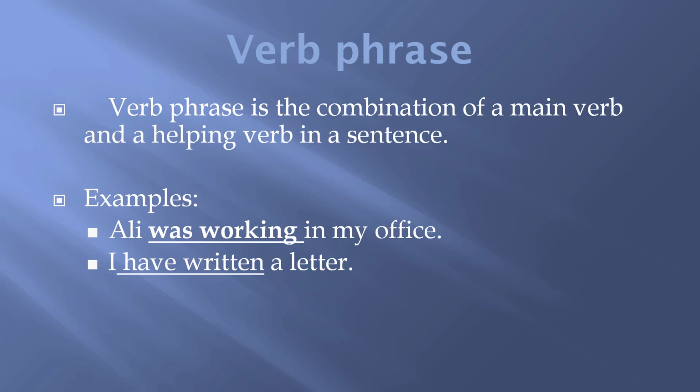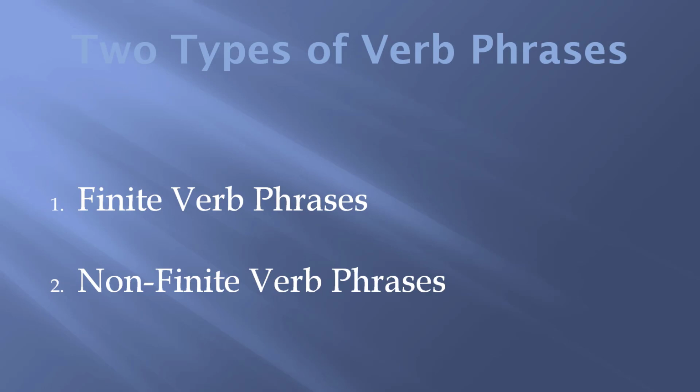For example, Ali was working in my office. Here, was working is a verb phrase because was is a helping verb and working is the main verb. I have written a letter. Have written is a verb phrase. Have is the helping verb and written is the main verb. Technically speaking, there are 2 types of verb phrases. The first one is finite verb phrase and the second one is non-finite verb phrase.